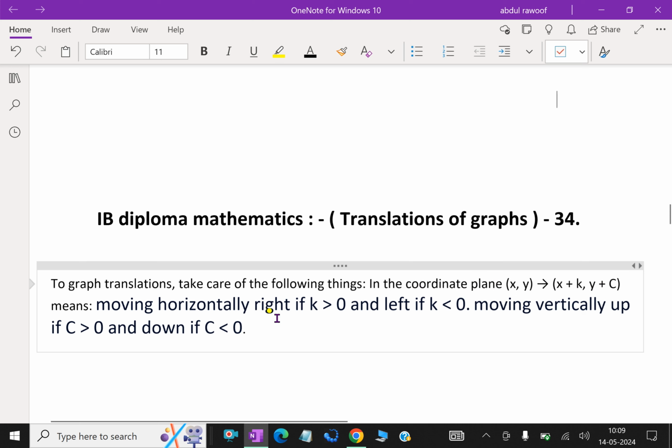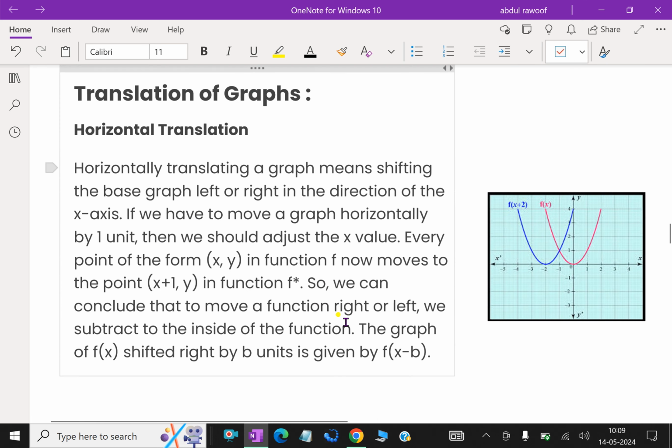Moving horizontally right means k is greater than 0. That means if k is positive, it moves horizontally to the right, and left if k is less than 0. That is, if k is negative, x moves horizontally leftward. It moves vertically up if c is positive, and vertically down if c is negative. This is the general form. Now we'll discuss further about translation of graphs.